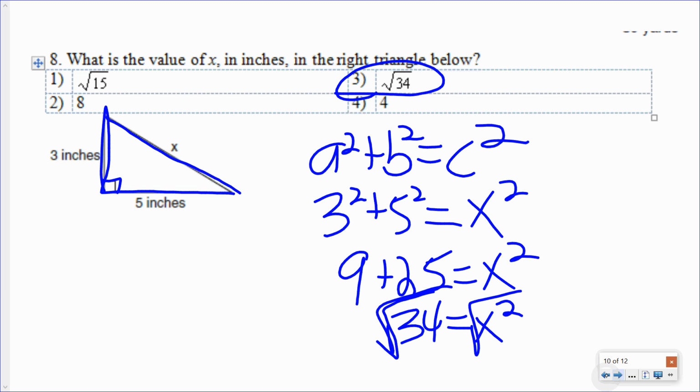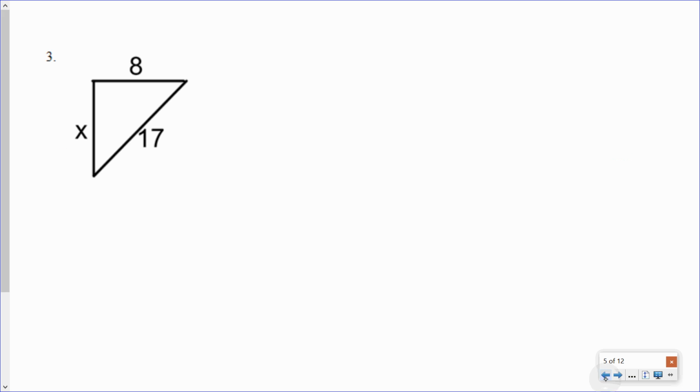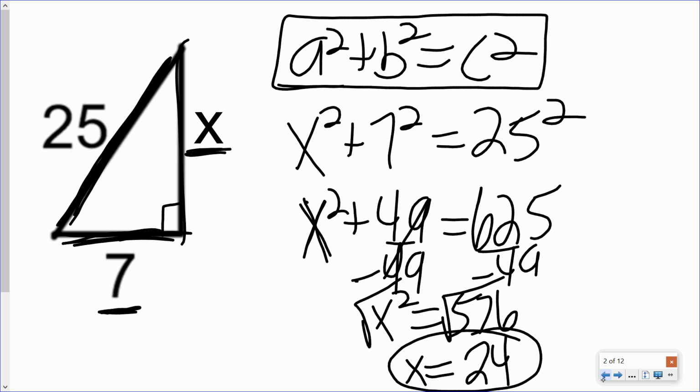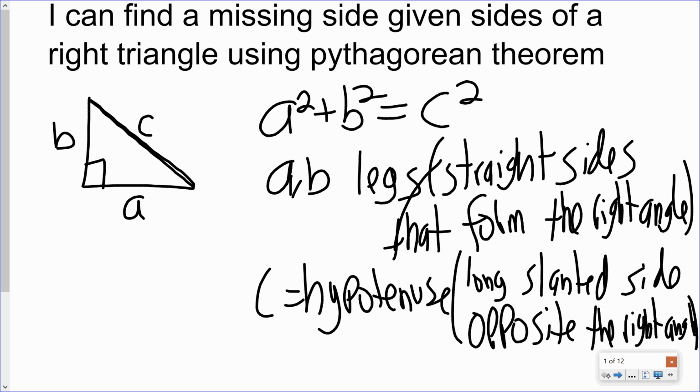So when we are finding a side of a right triangle and only sides are involved, we use Pythagorean Theorem, which is a squared plus b squared equals c squared, where a and b are the legs, the straight sides that form the right angle, and c is the hypotenuse, the long slanted side, opposite the right angle.